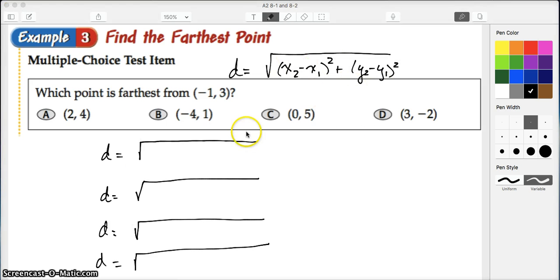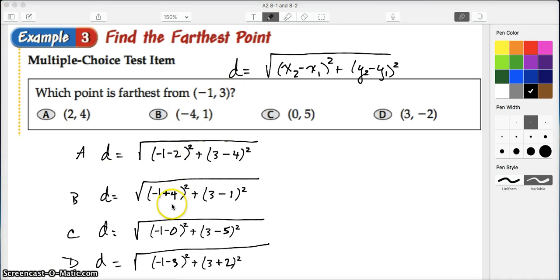Recalling what the distance formula is, I'm going to populate each of these distances to represent each of the number choices that we're talking about. So this will be the distance from this point to 2, 4, so forth and so on. And so we'll see that. So I set up each of the situations that I needed. So -1 minus 2, 3 minus 4 quantity squared, -1 plus 4, because that's a minus 4, and 3 minus 1. And you can check the rest of them.